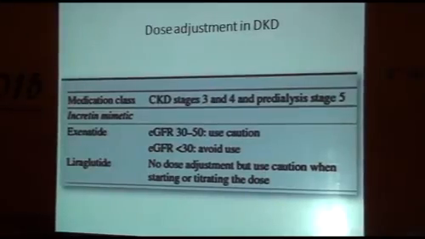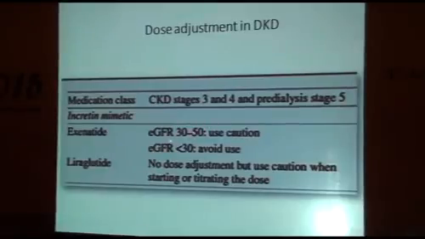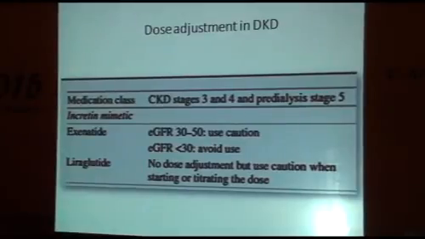We come to other GLP analogs. Exenatide also has to be used with caution with a GFR of 30 to 50, and below 30 it's advised to be restricted, but no such dosage adjustment is recommended for liraglutide. But the issue is we don't have much long-term safety data with liraglutide. Once we have a few more years of safety data, maybe it can be recommended for use in chronic kidney disease.